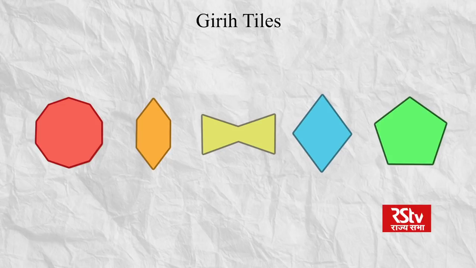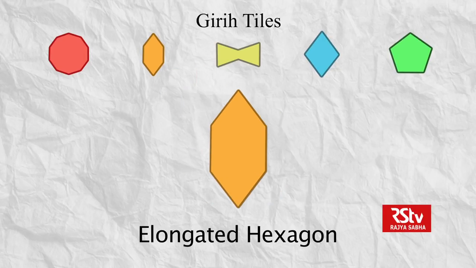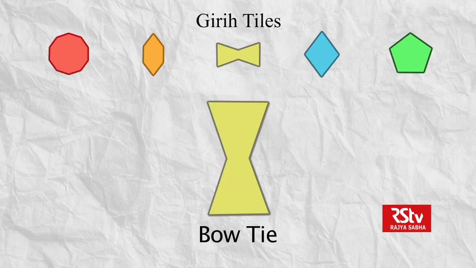These were the tiles: a regular decagon with 10 interior angles of 144 degrees, an elongated irregular convex hexagon with interior angles of 72 degrees, 144 degrees, 144 degrees, 72 degrees, 144 degrees, and 144 degrees. A bow tie non-convex hexagon with interior angles of 72 degrees, 72 degrees, 216 degrees, 72 degrees, 72 degrees, and 216 degrees.